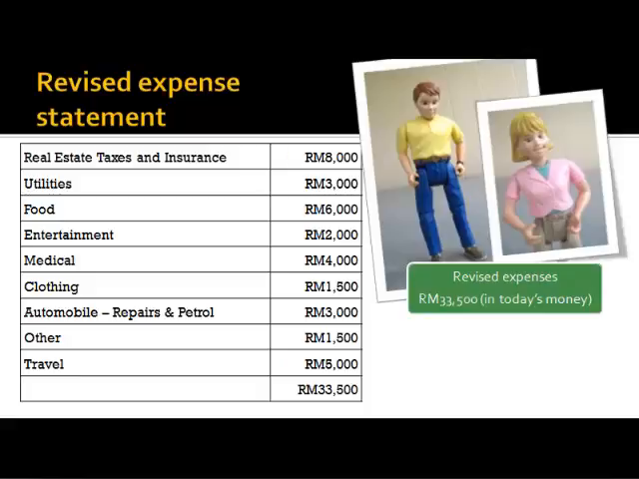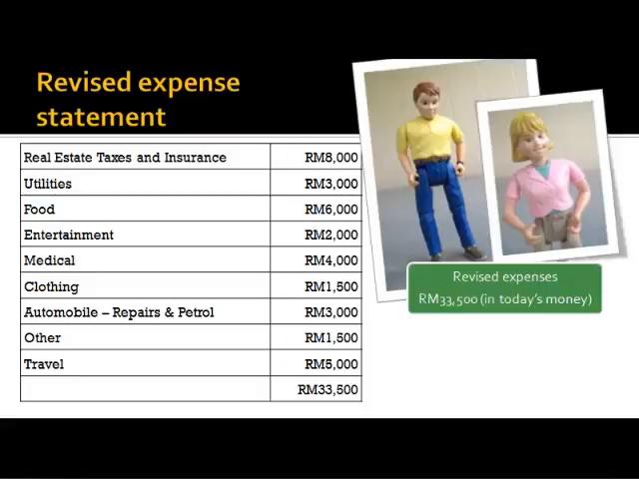So this also includes the 5,000 yearly travel expenses. So this is after retirement. Yes, after retirement. Revised expenses for the retirement life. So he now can expect he can go travel freely with his wife. They can come and go as they please. So this 33,500 is based on today's money.